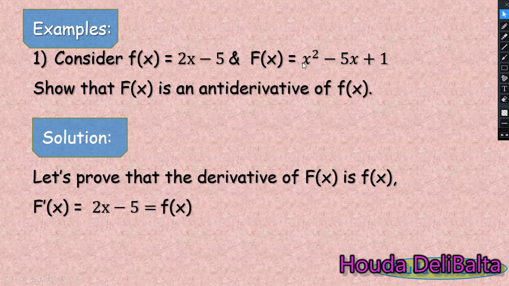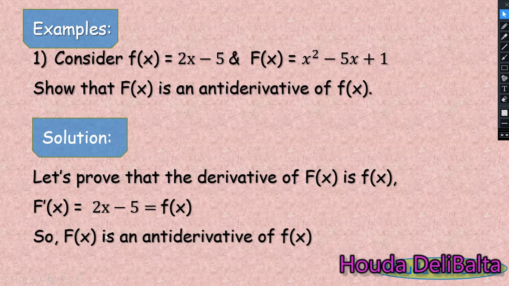Now, as you know, I put the power down, and it will be 2x, decreasing the power by 1. So I will get 2x minus 5. And this is exactly equal to small f of x. And thus, I proved that small f of x is the derivative of capital F of x, and thus I say that capital F of x is an antiderivative of f of x, which is small.